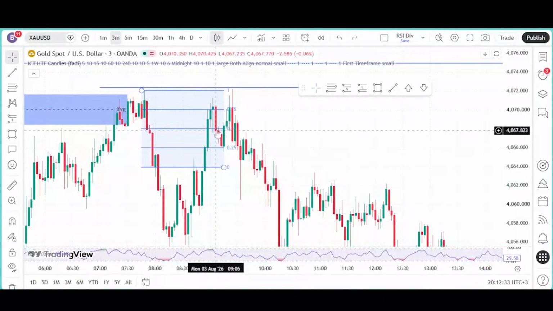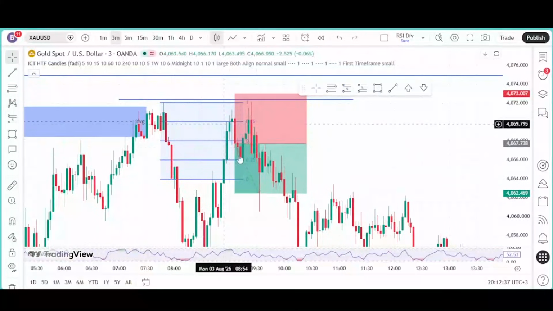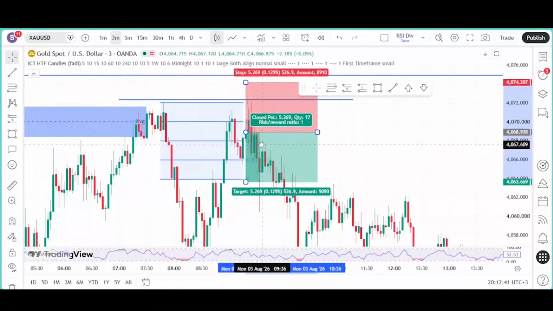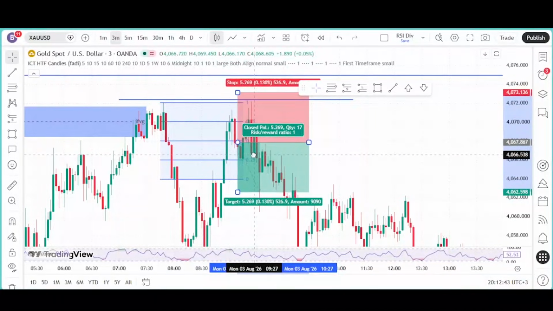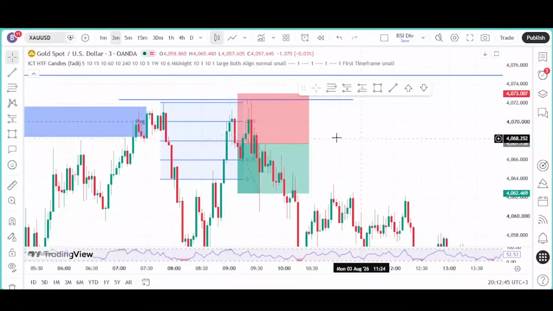In the lower time frame, you're looking for an engulfing candle from this zone here, and you can see price gives us an engulfing candle. From here you can opt to get a midpoint entry or an aggressive entry at the closure of that engulfing candle.